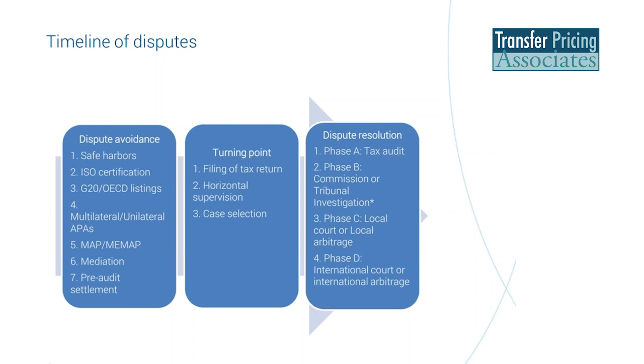In the picture, in the turning point column, we see horizontal supervision. Horizontal supervision is a concept based on mutual trust, so an open relationship between a taxpayer and a tax administration in which tax issues can be handled quickly. As a result, work can be carried out as far as possible in the present, and therefore reducing the need for intensive retrospective auditing.